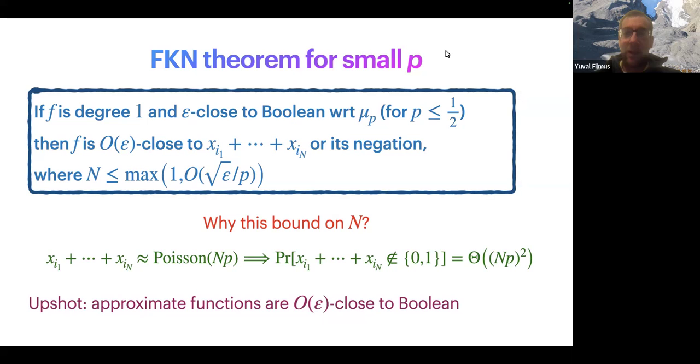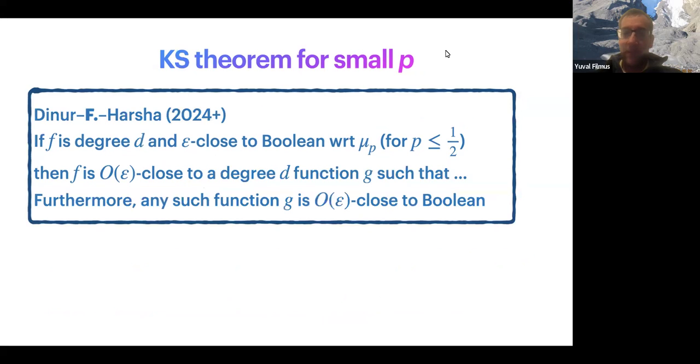Okay, so this was the case of degree 1. And now let's see what happens in degree D. Okay, so this is the work that I'm actually going to talk about in this talk. And this is the main focus. Okay, this is the Kindler-Safra theorem for small p, or the biased Kindler-Safra theorem.